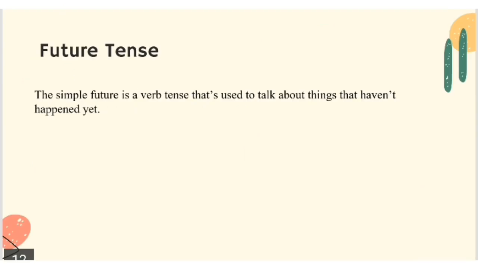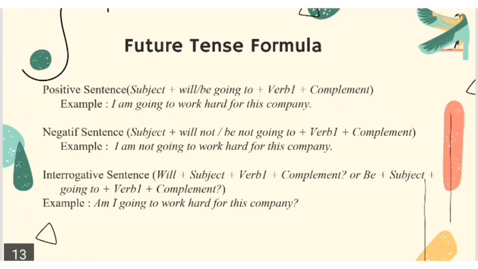The fifth or the last one, there is future tense. The simple future is a verb tense that is used to talk about things that haven't happened yet. So these are the formula of future tense.